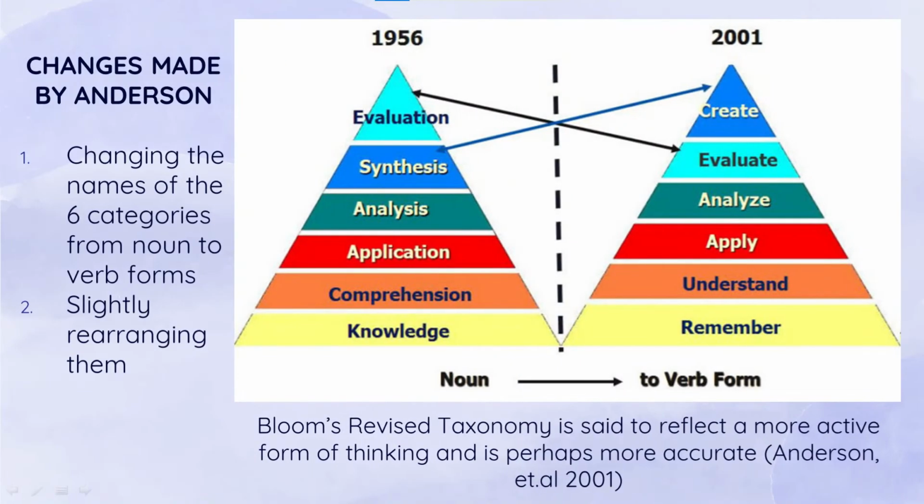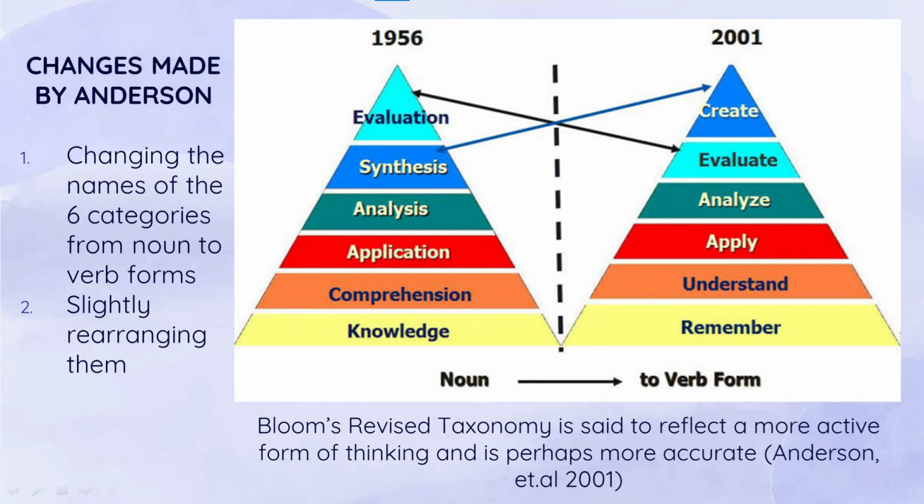These are the changes made by Anderson. First, he changed the names of the 6 categories from noun form to verb form, in which knowledge becomes remember or remembering, comprehension becomes understand or understanding, application becomes apply or applying, analysis becomes analyze or analyzing, evaluation becomes evaluate or evaluating, and synthesis becomes create or creating. The reason behind this change is that Anderson wanted to reflect the nature of thinking in each category. The names were changed to indicate action because thinking implies active engagement.